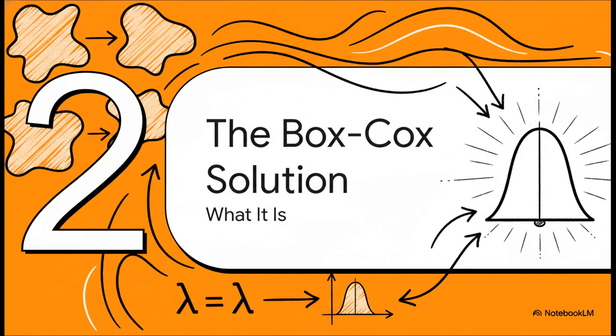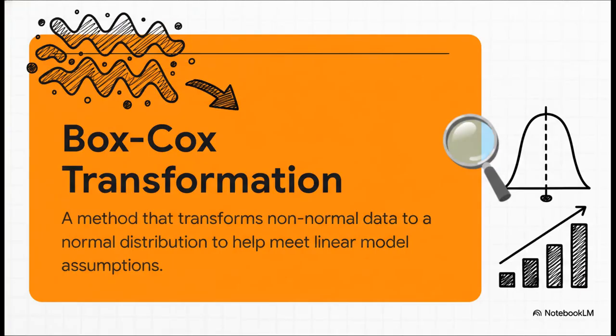So what's the move when our real-world data is, well, messy? When it just refuses to play nice and fit into that perfect bell curve? We can't just ignore it and hope for the best, right? Fortunately, there's a really elegant solution. And that solution is a super clever statistical method cooked up by two British statisticians, George Box and Sir David Cox, way back in 1964.